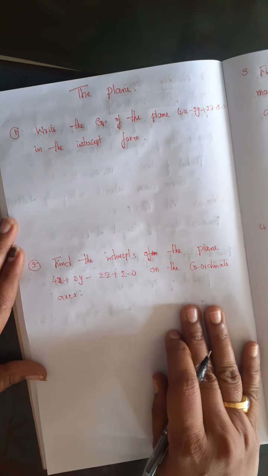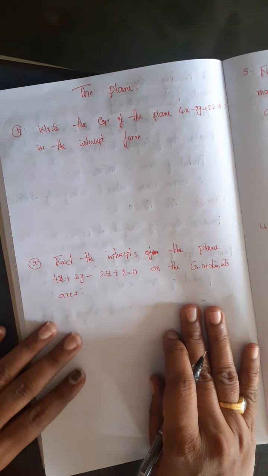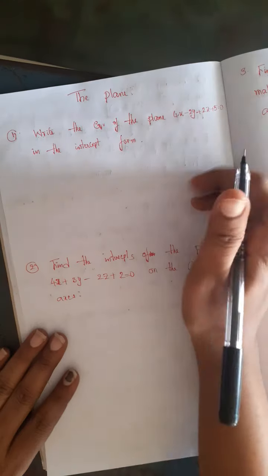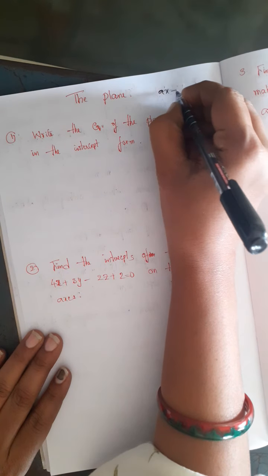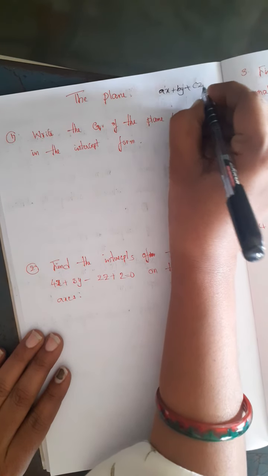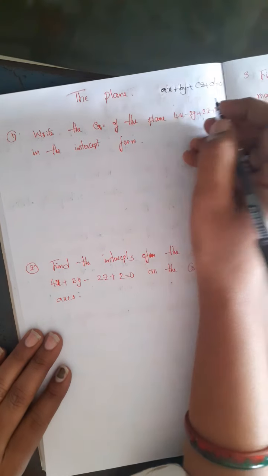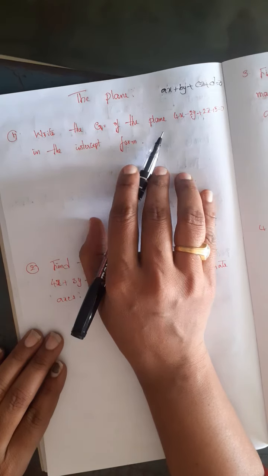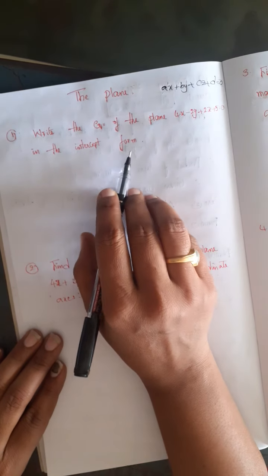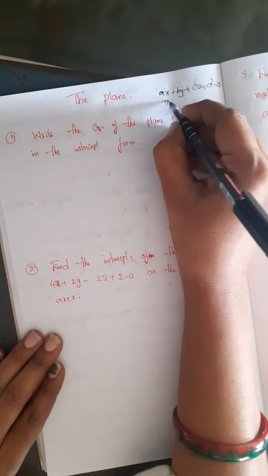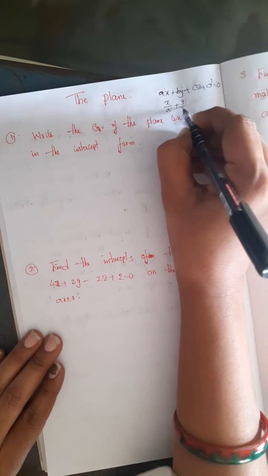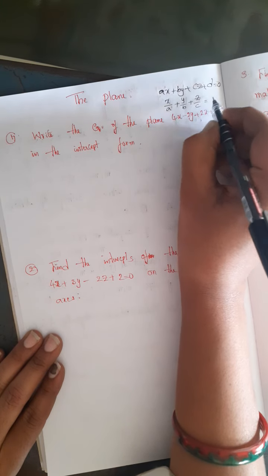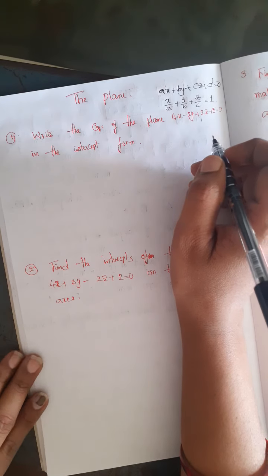Dear students, let's see 2 marks questions from plane. The general form of a plane is ax plus by plus cz plus d is equal to 0. And here you see, write the equation of the plane in the intercept form. The intercept form of the plane is x by a plus y by b plus z by c is equal to 1.